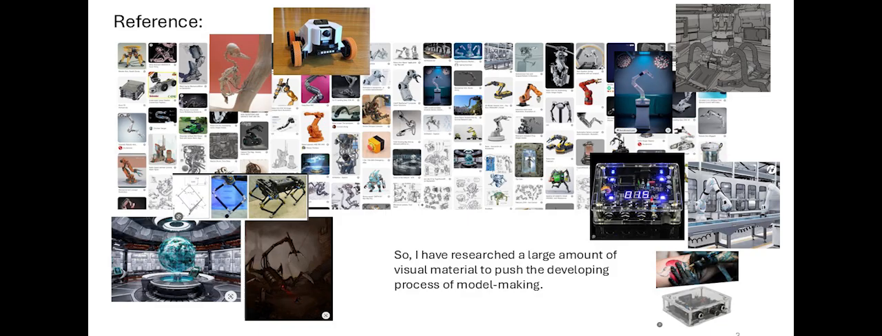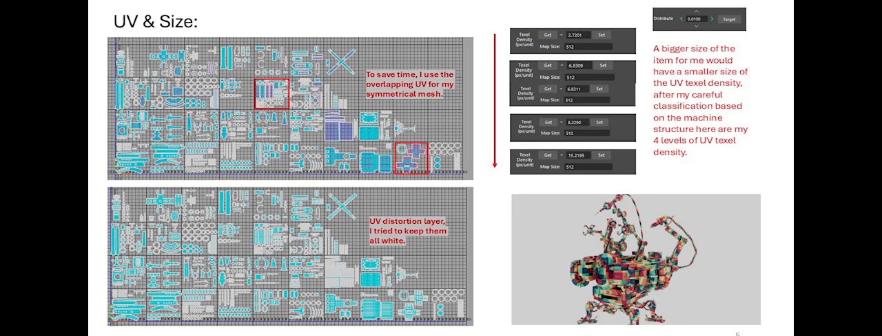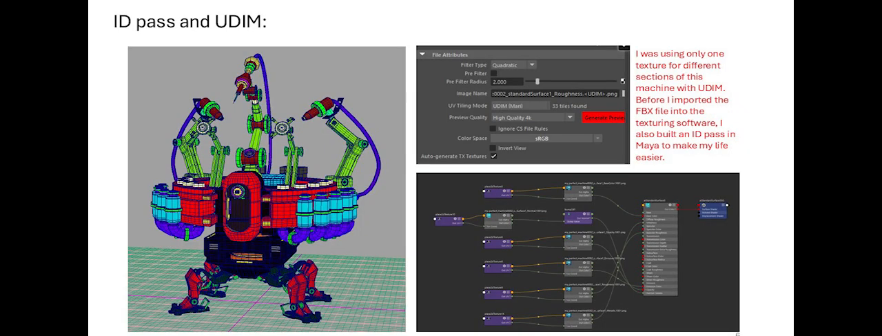This page shows the main reference I used for building up this robot. And this page shows how I tested the edge loops with the smooth mode in Maya. This page shows how I used the UDIM in Maya to work on the UVs of this machine and how I changed the size of the UVs to make them tidy. This page shows the ID paths I applied on top of the model using Maya and how I tested out its texture with UDIM.